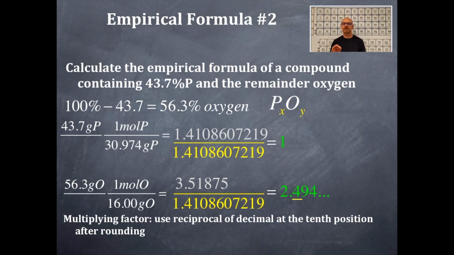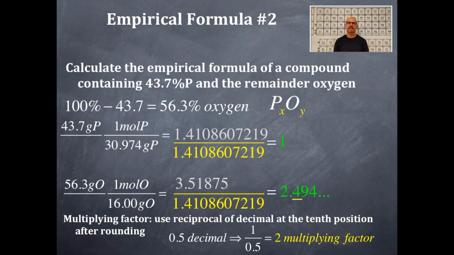You're going to use the reciprocal of the decimal in the 10th position after you round it. So that number in the 10th position is a 0.494. I'm going to round that to 0.5. So 0.5 is my decimal position. I'm going to take the reciprocal of that, and that would be 2. So I'm going to multiply the 2.494 that's in my calculator times 2. And then I'm going to get a number of which in the 10th position I can round.